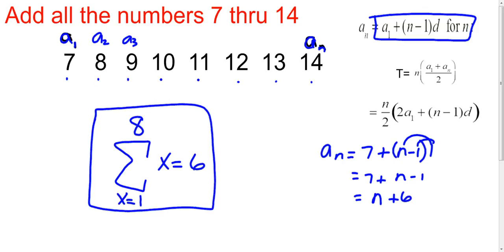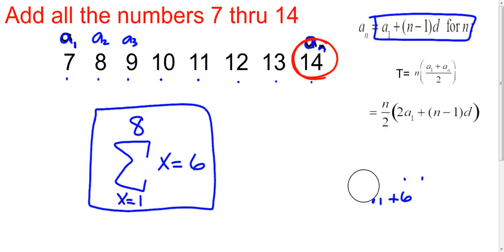Sometimes you might not know what term number you're dealing with, and you won't know where to stop. If I did not know where to stop and I needed to know what this term number was right here, like I couldn't just count it, you might need to plug that into your formula. If I did not know what term number that was, I would plug it back into this formula right here.